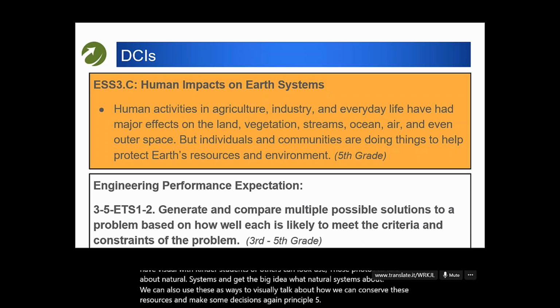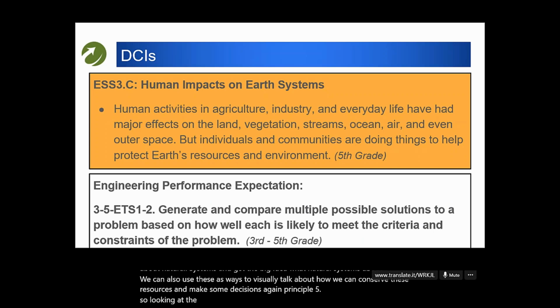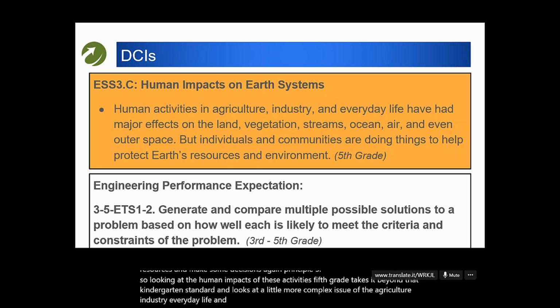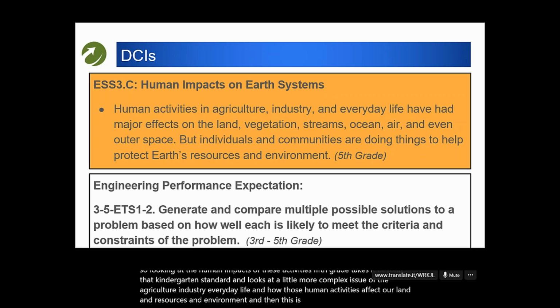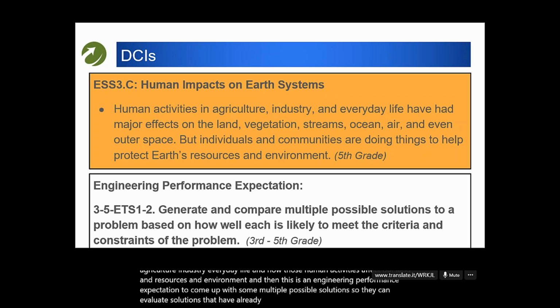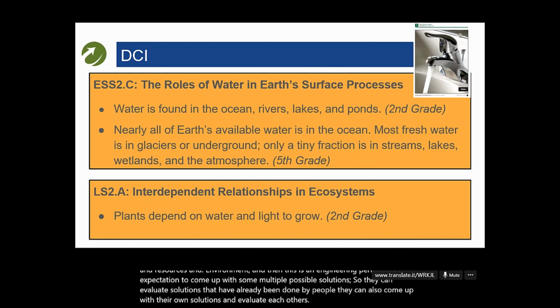So looking at the human impacts of these activities, fifth grade takes it beyond that kindergarten standard and looks at a little more complex issue of the agriculture, industry, everyday life, and how those human activities affect our land and resources, the environment. And then this is an engineering performance expectation to come up with some multiple possible solutions. So they can evaluate solutions that have already been done by people. They can also come up with their own solutions and evaluate each other's. So we're connecting it to a few more grade levels.